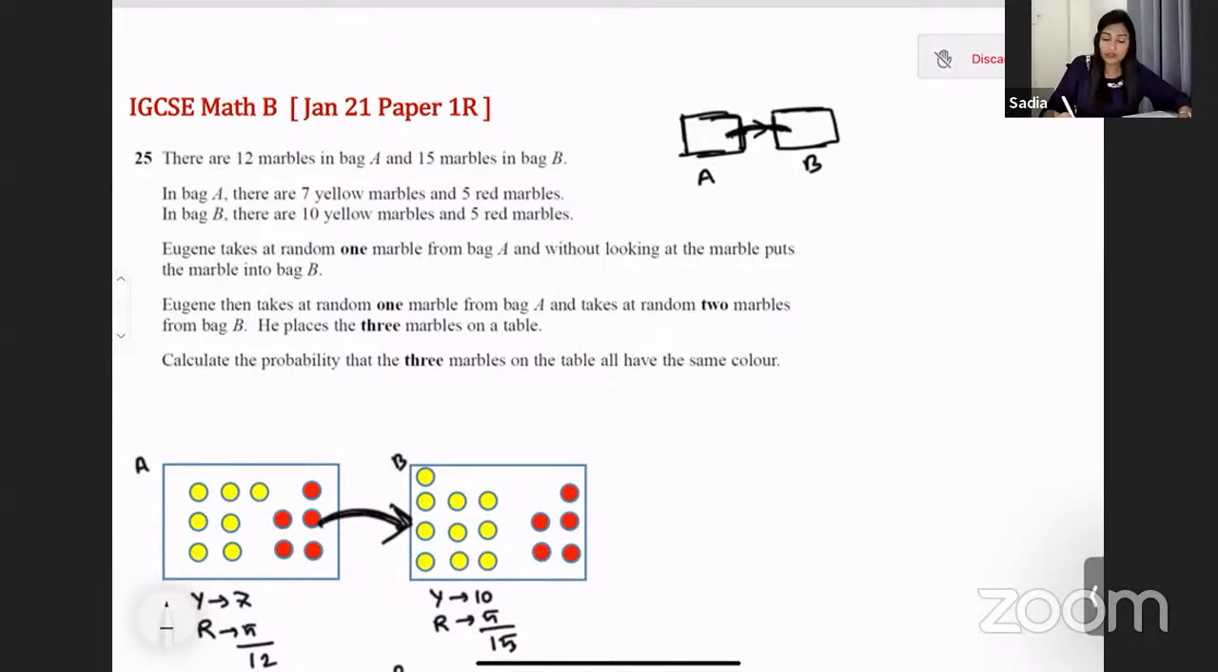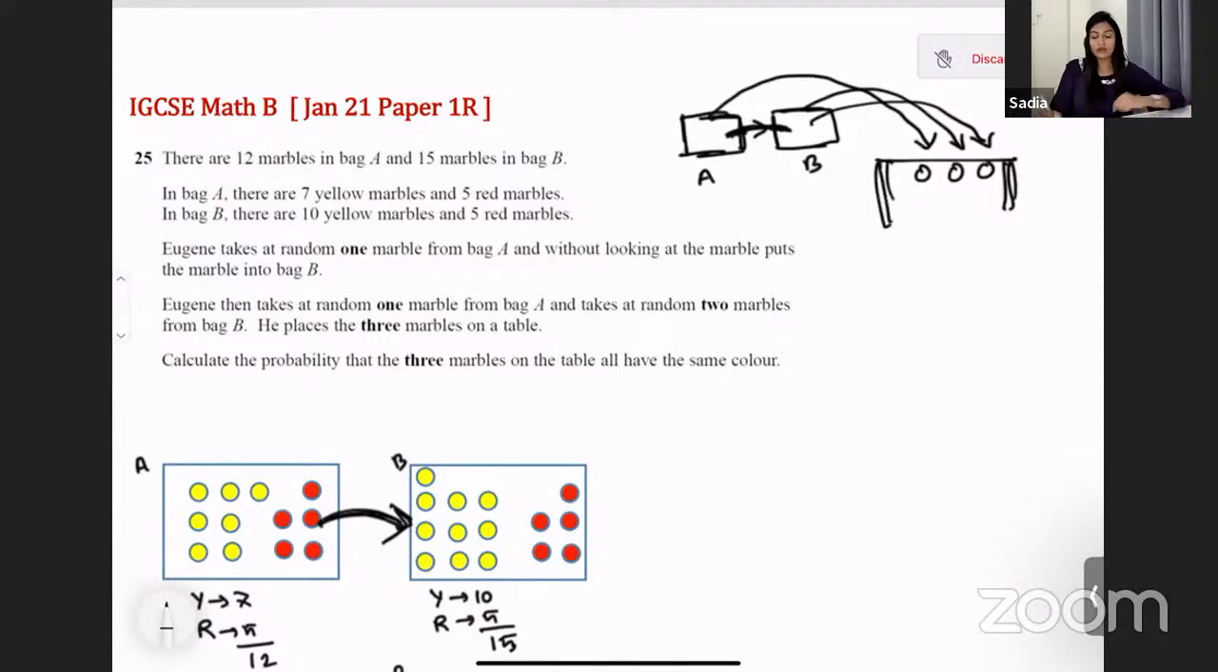After that movement, you need to select 1 from A and 2 from B. In total, 3 different marbles. So you see, we have 2 different stages. At the first stage, you need to shift 1 marble from A to B. And at the second stage, you need to select 1 from A and 2 from B. In total, 3 marbles. So this is the scenario.